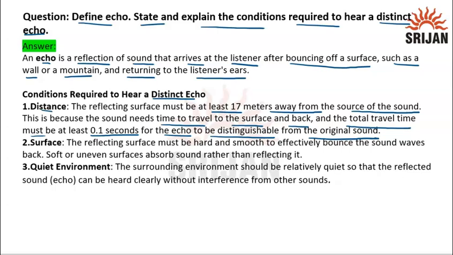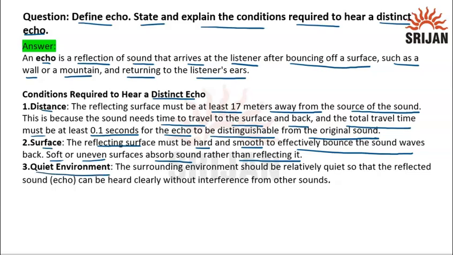Next is the surface. The reflecting surface must be hard and smooth to effectively bounce back the sound waves. Softer, uneven surfaces absorb the sound rather than reflecting it. So we prefer hard surfaces.